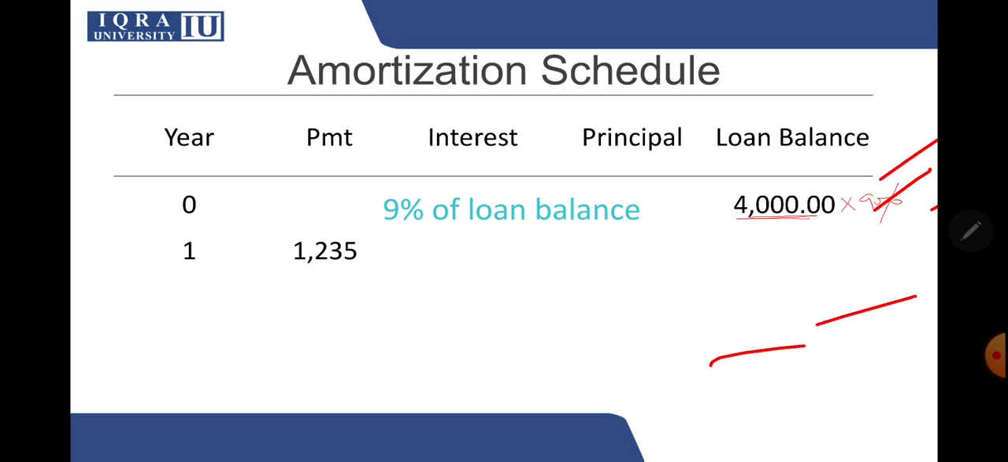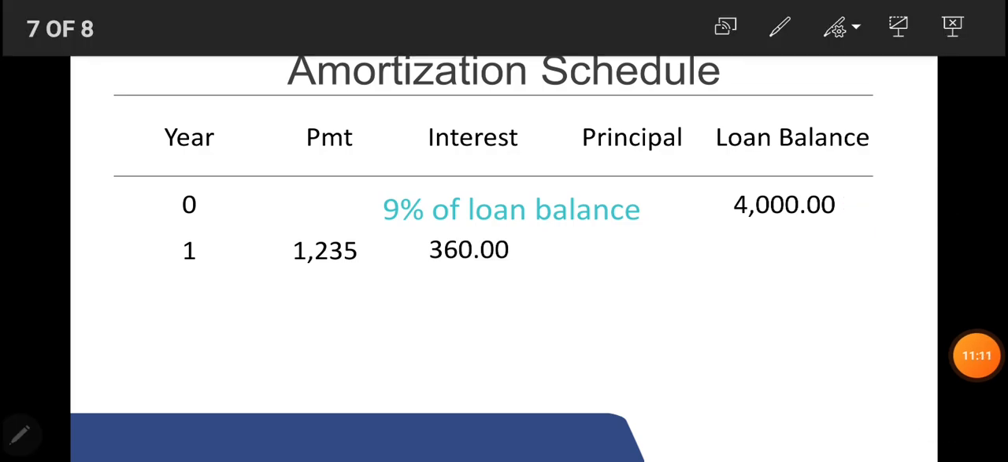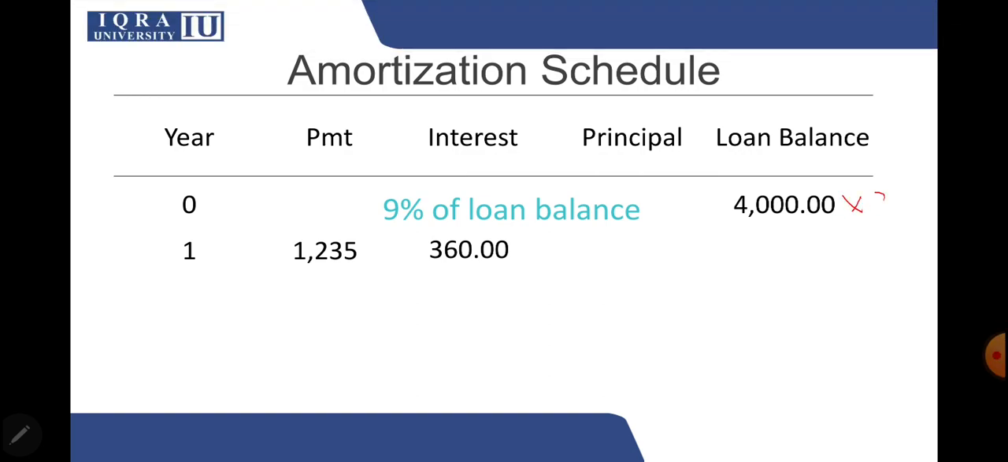Why is it not going ahead? So your answer is coming 360. How did this 360 come? I'll repeat this again. 4,000 multiplied by 9%. So 4,000 is your loan and you're going to pay 9% interest on it. So 360 is the interest amount.